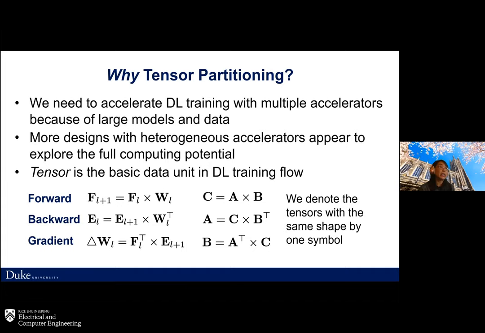During the training, the common sense is that considering the large size of deep neural networks, we need to deploy the training on multiple servers, multiple nodes, multiple accelerators, right? In fact, there are already a lot of designs on heterogeneous accelerators, and those are already demonstrating computing potential. So the idea here is, considering the heterogeneous design environment with different accelerators, how can we do the tensor partitions in order to improve the training efficiency? Second, tensor is the basic data unit in deep learning, not only in inference but also in training flows, so we are interested in the benefit we can obtain from this.